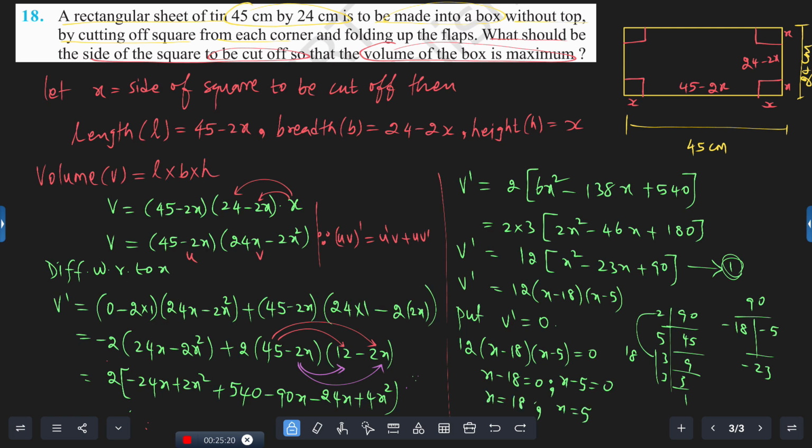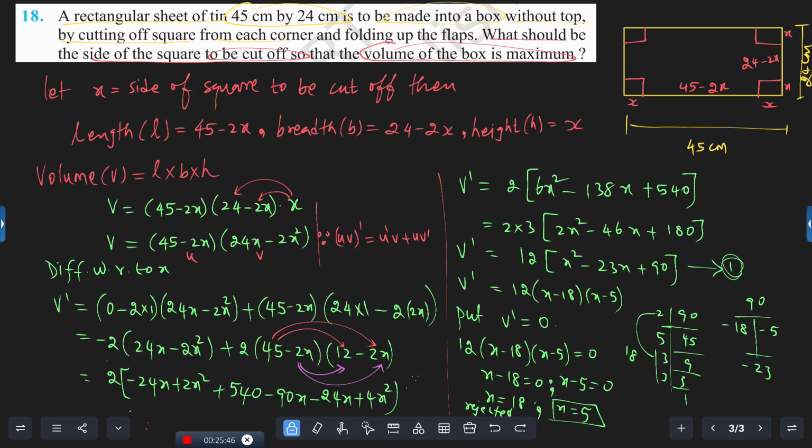Which one can we reject? You can see this. Listen, if you are taking 18, take here 2 into 18, 36. 24 minus 36 will be negative. So you will never be getting a negative value. So this 18 is rejected. 5 is accepted. x equal to 5 is accepted.